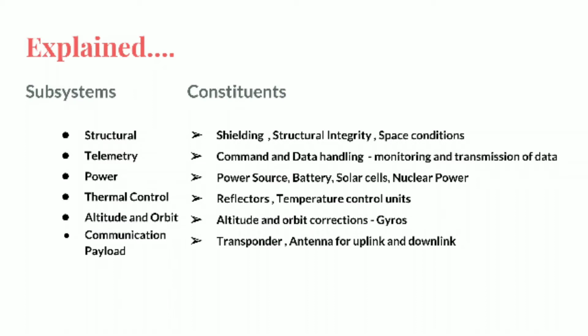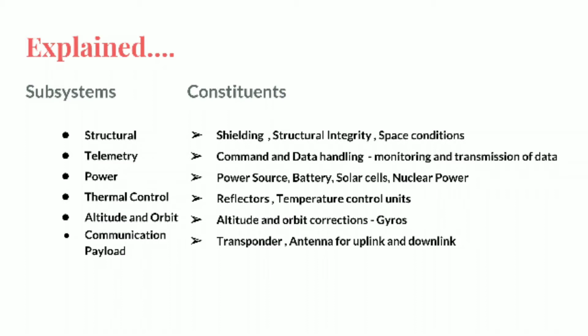They majorly consist of gyros, thrusters, some rocket motors. Next comes the communication payload. So as I told you, this is a generic system. The communication payload consists of antennas, and without an antenna we cannot transmit or receive data. So antennas for uplink and downlink.